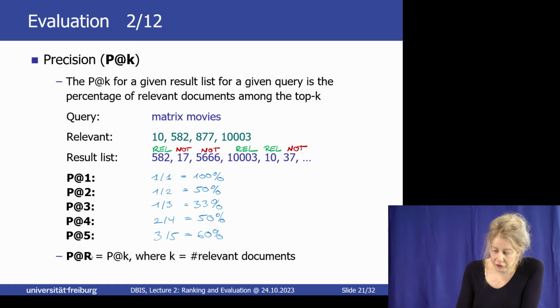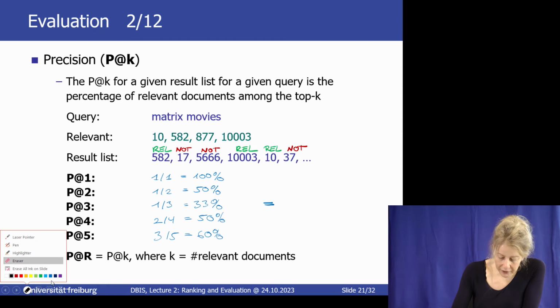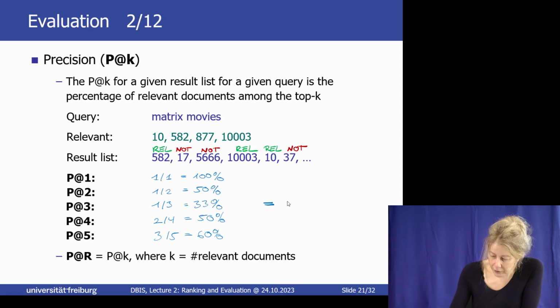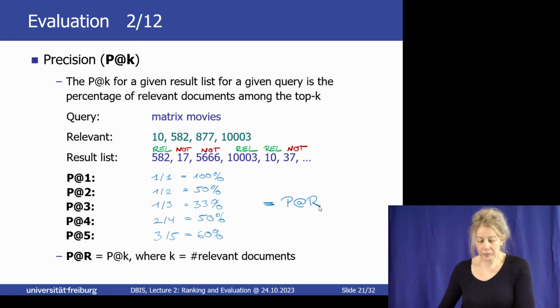And then there's a special measure which says P at R, where R is just the number of relevant documents. So let's assume here we have 3 relevant documents, assuming that we have only 3 relevant documents overall here. So this is P at R.